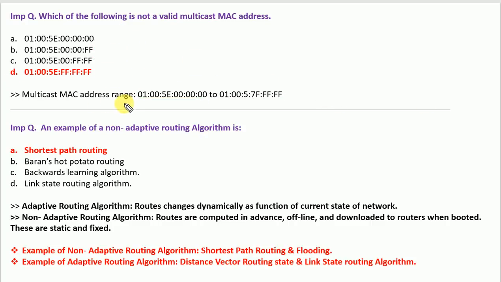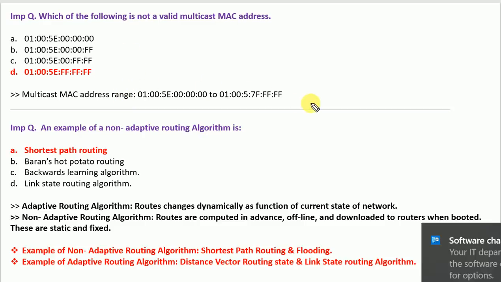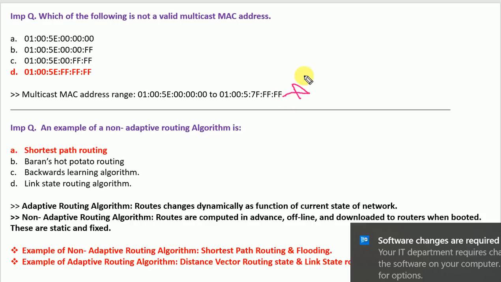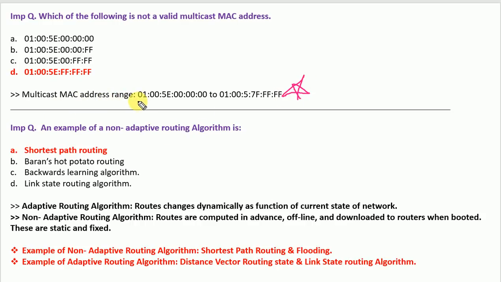So what is the note here? What we have to note from this question is that we first have to understand the multicast MAC address range. First of all, you have to understand the MAC address range. You have to know the MAC address range. Then only can you answer this type of question. This is a very important range you have to understand. Okay, now let's jump into the next question.